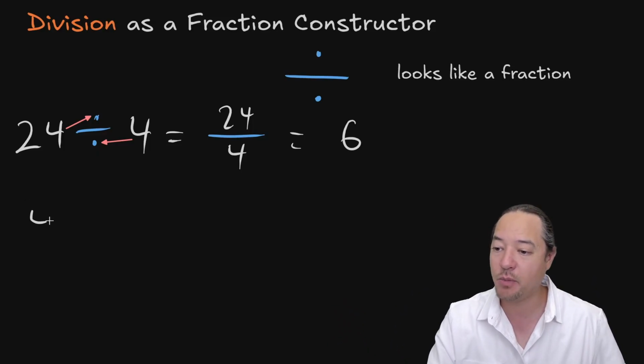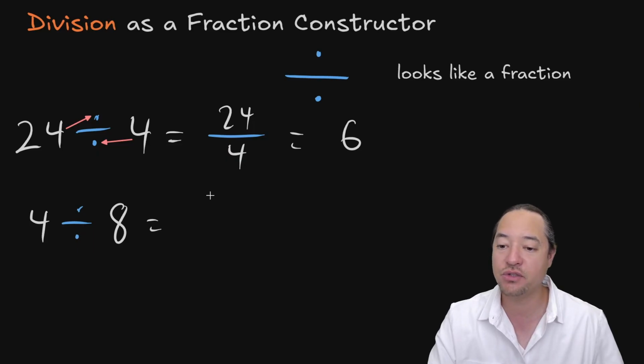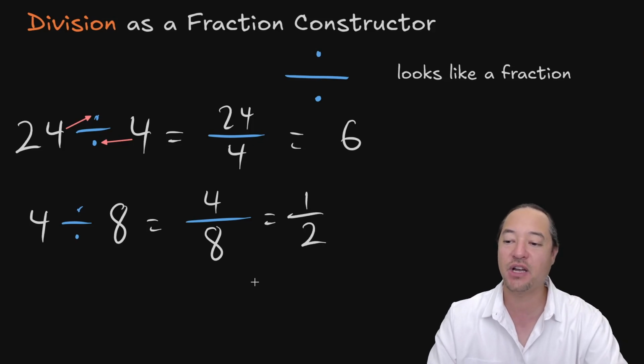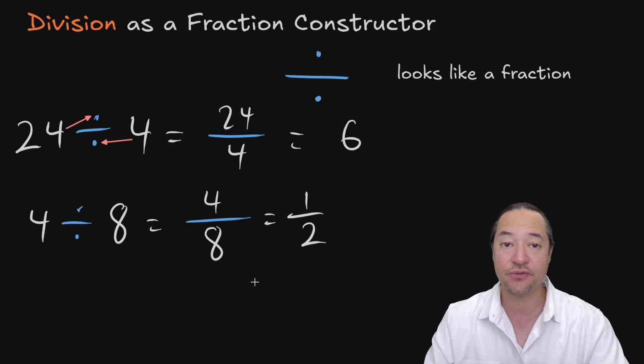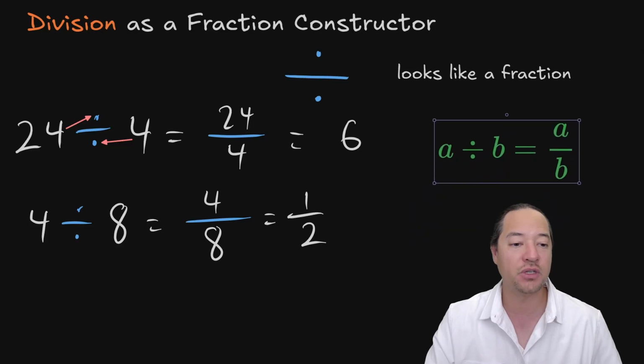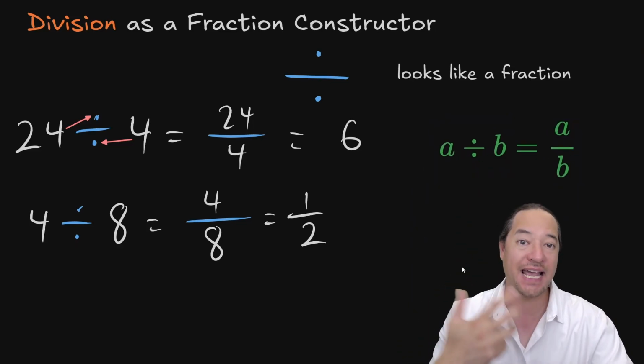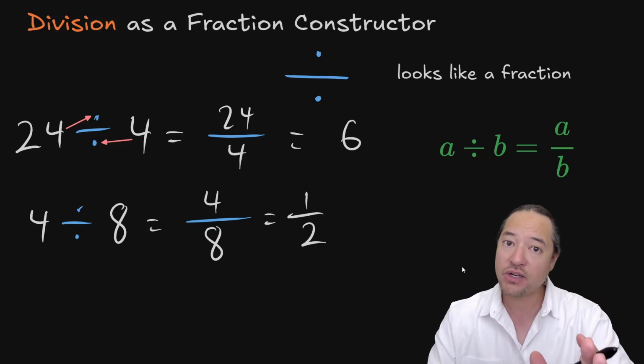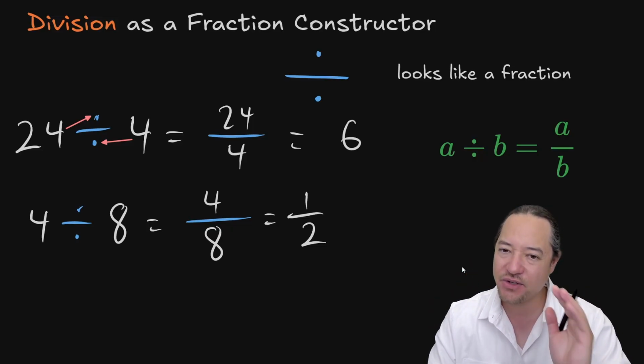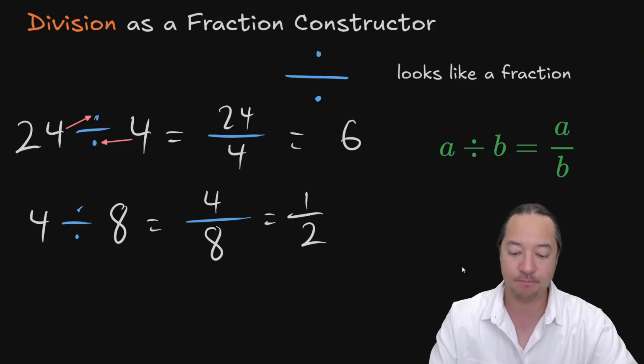Here's another example. How about 4 divided by 8? What does that equal to? Well, it's equal to 4 over 8. And that would also be equal to 1/2. Okay, so there we go. We can treat division as a fraction constructor. Here's sort of the general rule. We can say any a divided by b is the same as a over b as a fraction. So that works. That's kind of cute, but I think there's an even better way to think about division.